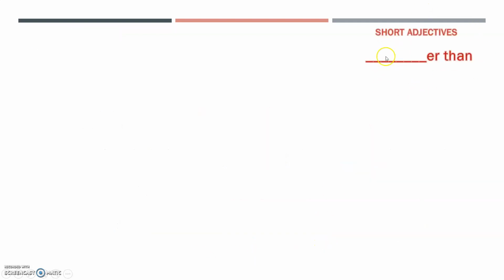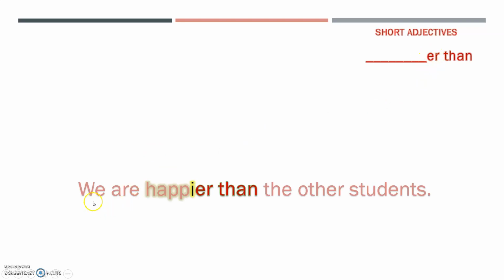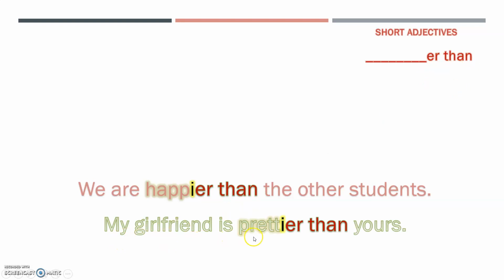When we talk about short adjectives, we have to put er at the end of the adjective, okay? So, example, we are happier than the other students. Why do I put i? Because happy ends in y, so I have to change y to i and put er then. My girlfriend is prettier than yours. Same thing here. Finishes in y, so I change y to i and put I-E-R.